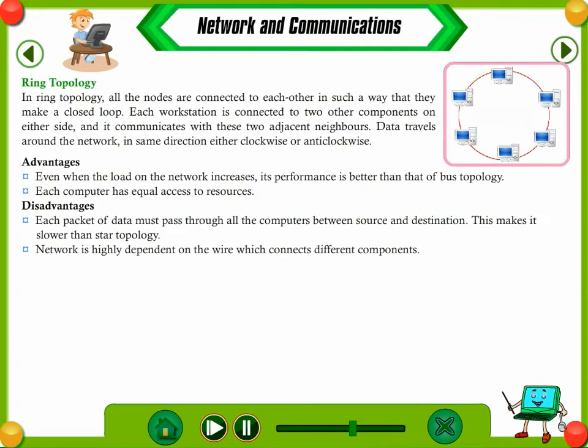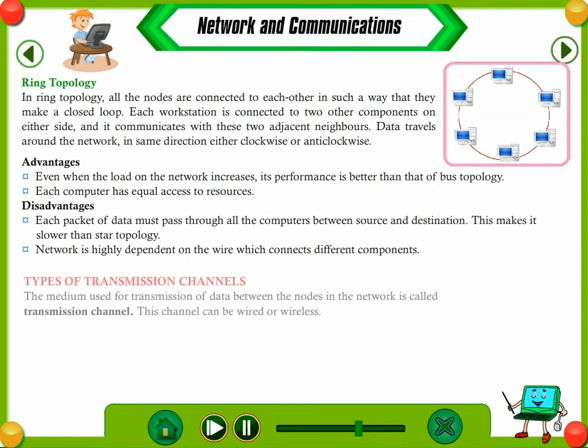Advantages: even when the load on the network increases, its performance is better than that of bus topology. Each computer has equal access to resources. Disadvantages: each packet of data must pass through all the computers between source and destination. This makes it slower than star topology. The network is highly dependent on the wire which connects different components.